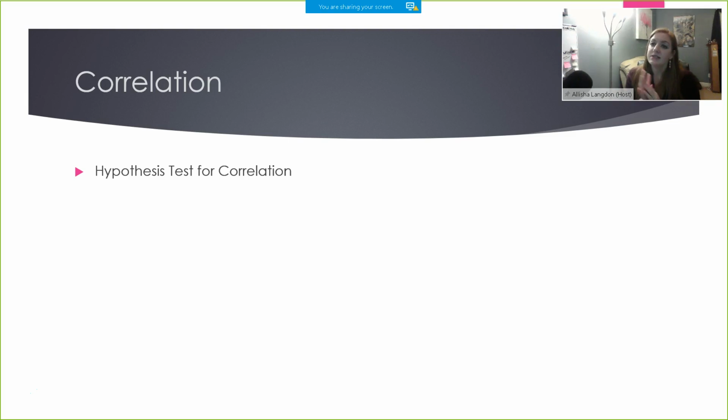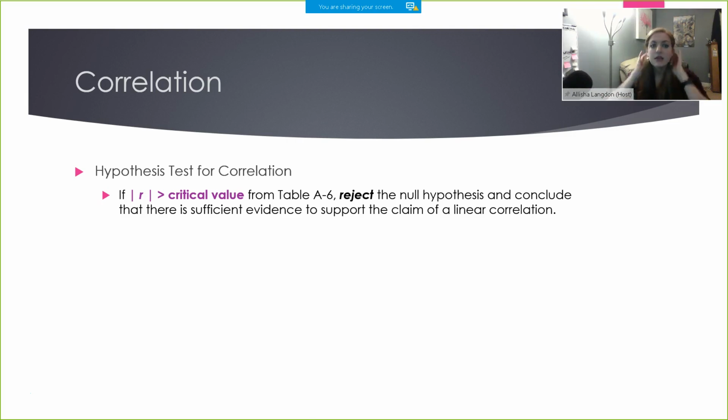Exactly. So, like we talked about before, we're going to continue that idea of hypothesis testing, but what are we testing this week? Well, we're testing for correlation. We're testing to see if there's a linear correlation between these two variables. To determine our conclusion, we're going to compare that R, that linear correlation, to our critical value. And I'll tell you how to find your critical value in a second.